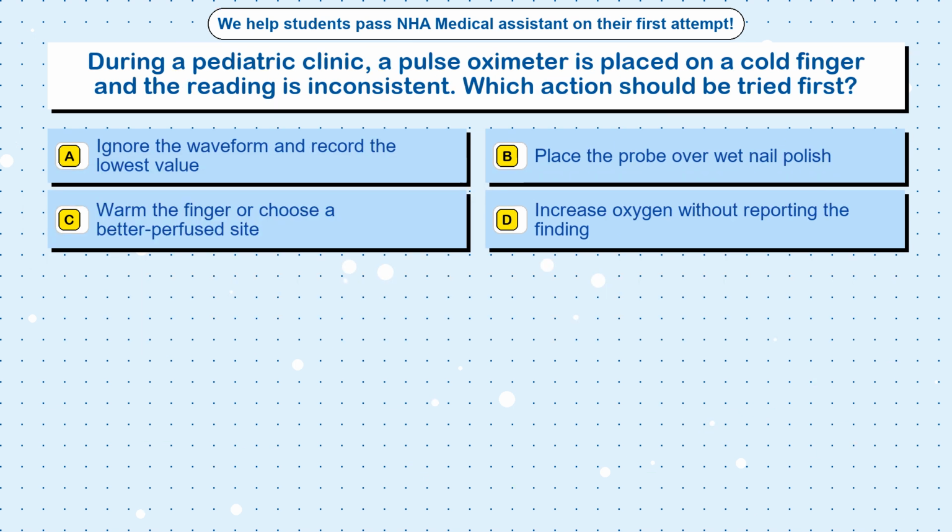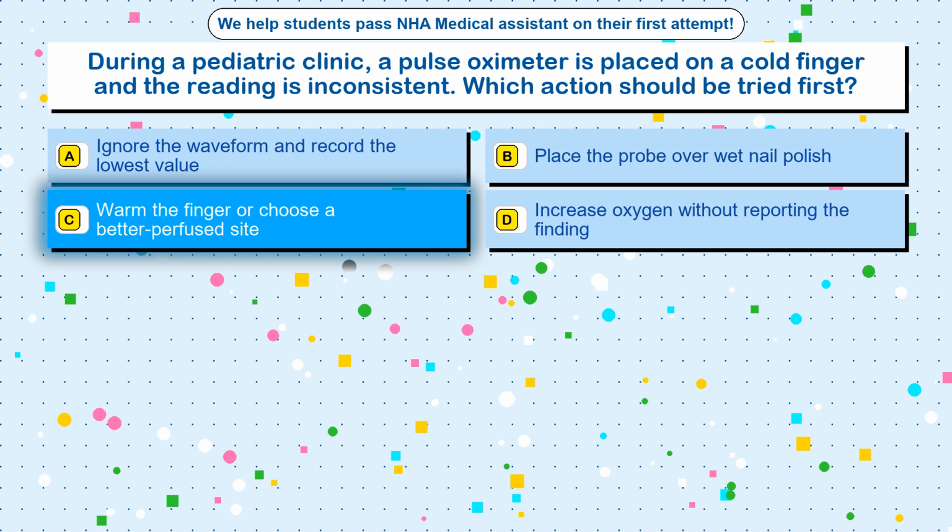Question 84. During a pediatric clinic, a pulse oximeter is placed on a cold finger and the reading is inconsistent. Which action should be tried first? Option A. Ignore the waveform and record the lowest value. Option B. Place the probe over wet nail polish. Option C. Warm the finger or choose a better perfused site. Option D. Increase oxygen without reporting the finding.